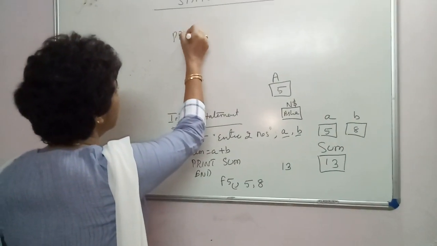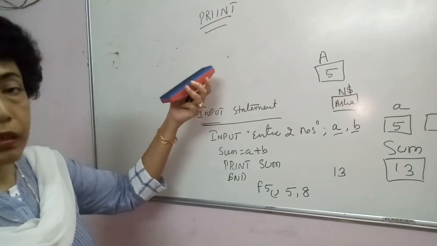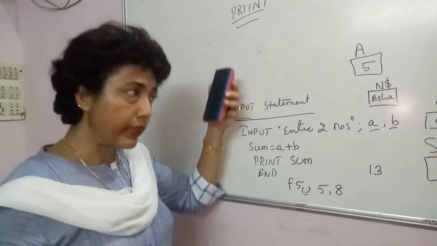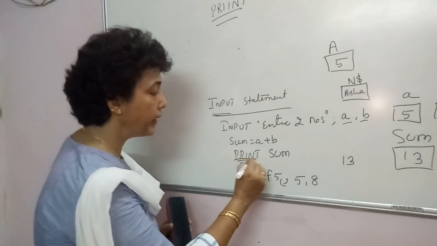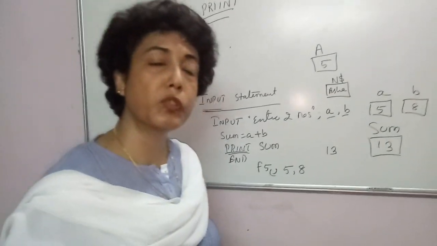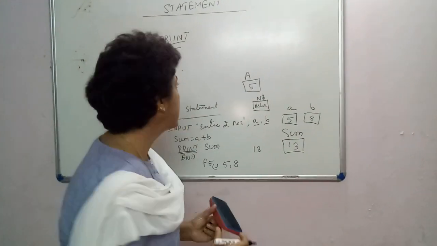Then the next one is the PRINT statement. As you have seen in the case of the LET statement and the INPUT statement, the PRINT statement is an output statement. It is used for printing the result or output of the program on the screen.